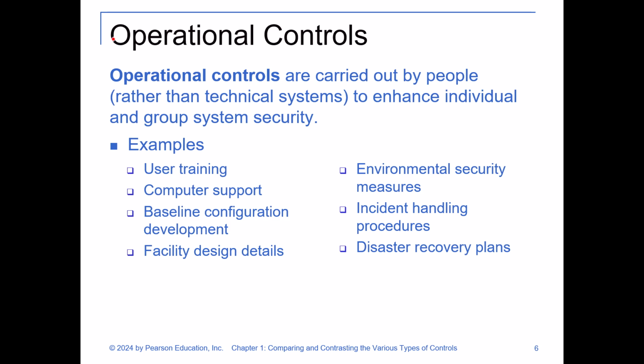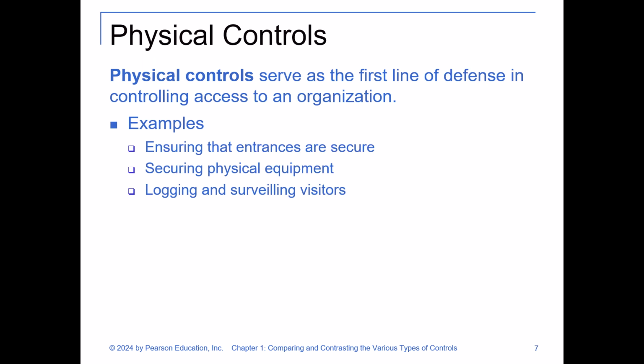Operational controls are carried out by people rather than the technical system. So this could be user training, computer support, designing, incident handling. So again, normally technical and operational controls are kind of put together. And then we have our physical controls. These are going to be the first line of defense controlling physical access to an organization.